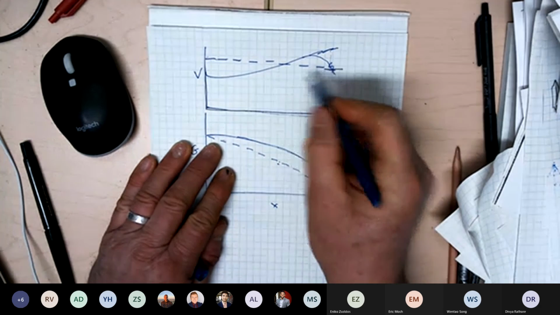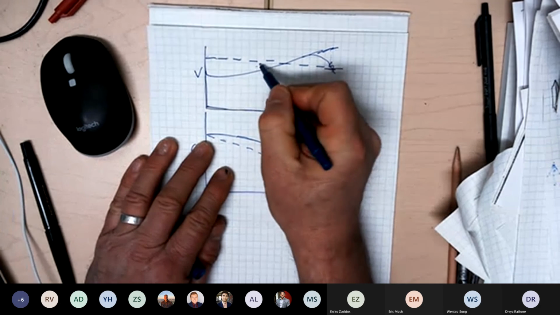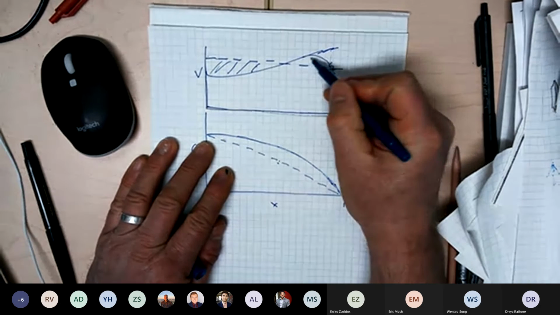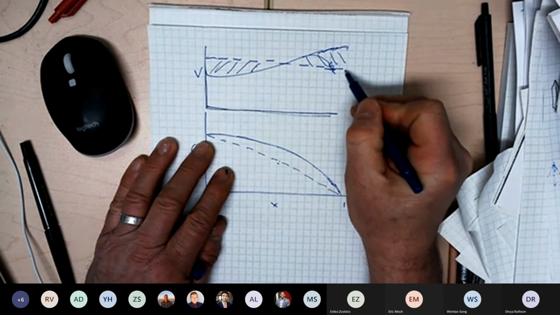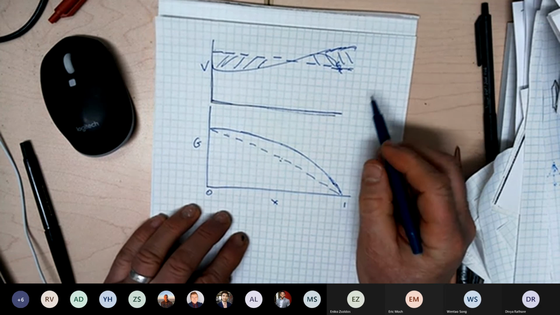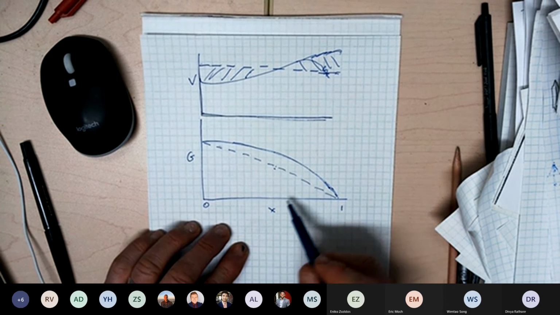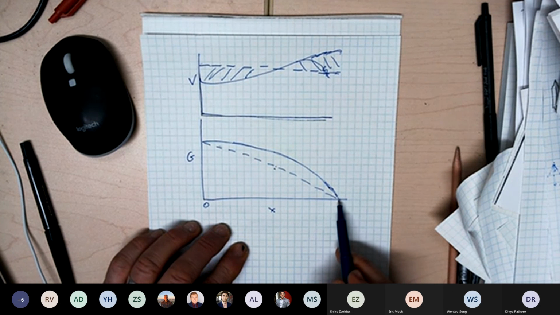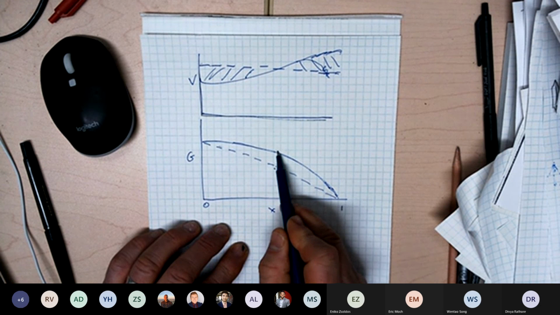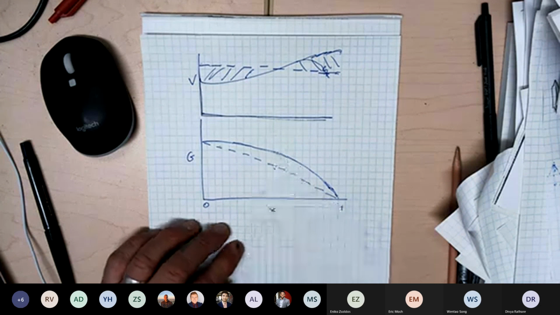And if you go through all the math carefully, you'll find out these two areas are equal. So the phase separation comes about because you can minimize the free energy by separating into two phases, compared to leaving the lithium random.